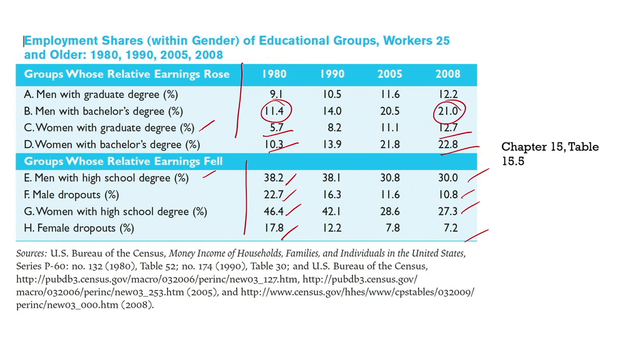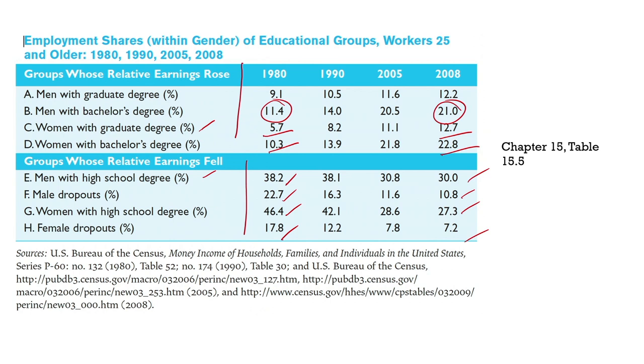This data suggests that there is a shift towards a more educated workforce, with higher education levels becoming more prevalent among workers aged 25 and older. And this shift is likely driven by the increasing returns to higher education, as we have discussed in the case of the previous tables.